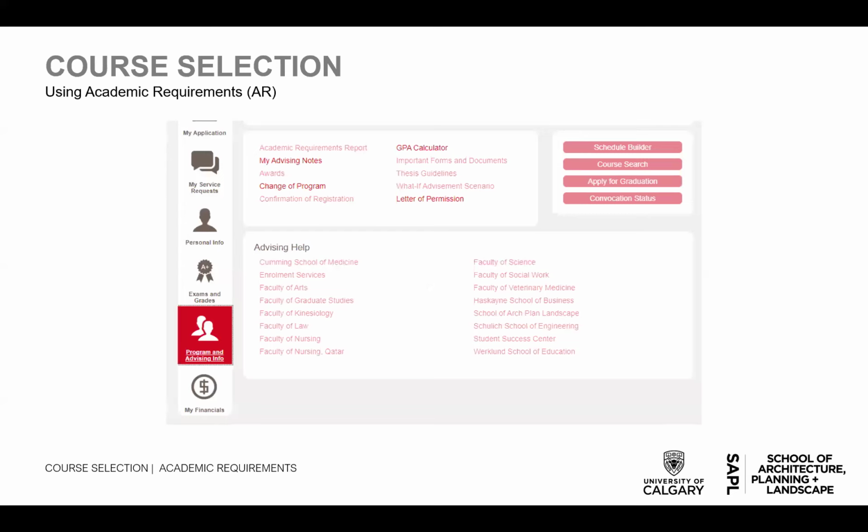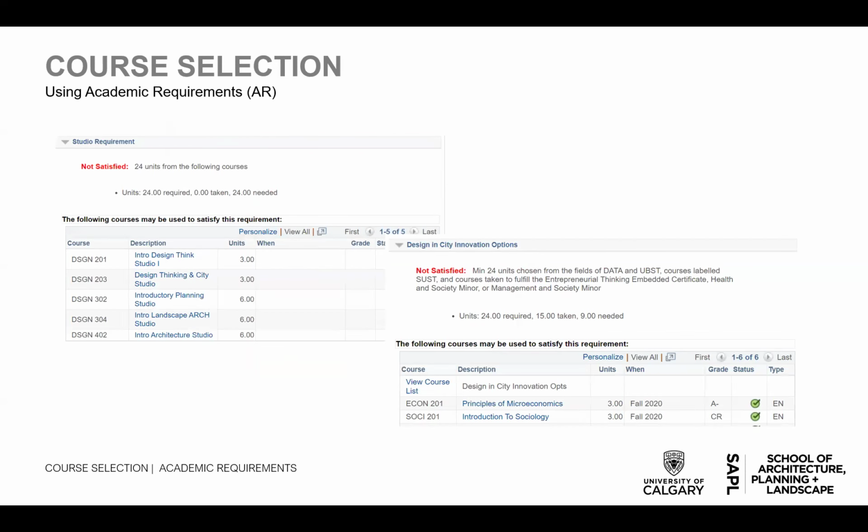To access AR, go to your Student Center, click on the Program and Advising Info tab, and you'll find a link to the Academic Requirements Report. You can pull the AR report anytime you want to check your degree progression. Academic Requirements takes all the courses you have completed in the past as well as those you are currently enrolled in and compares them to your degree requirements. The result is a report that shows what degree components are completed and/or not satisfied.